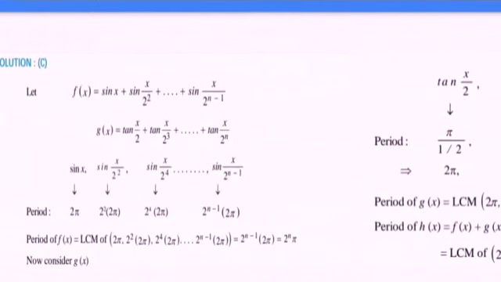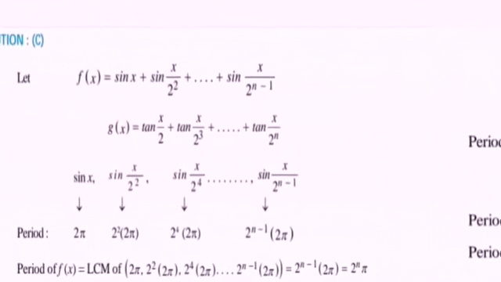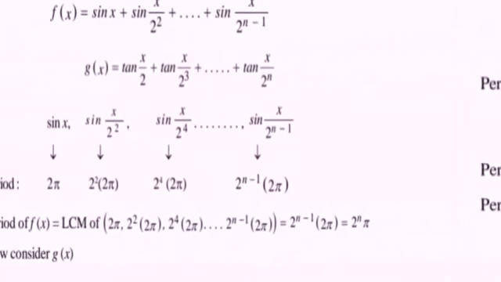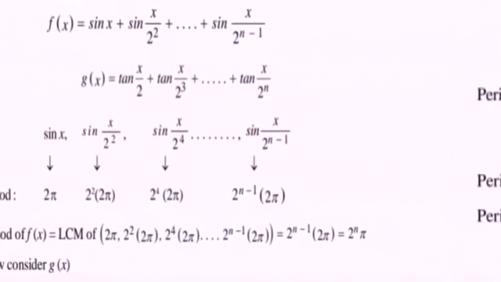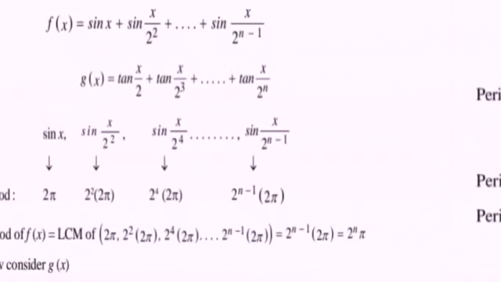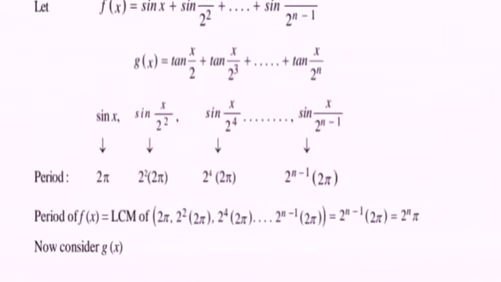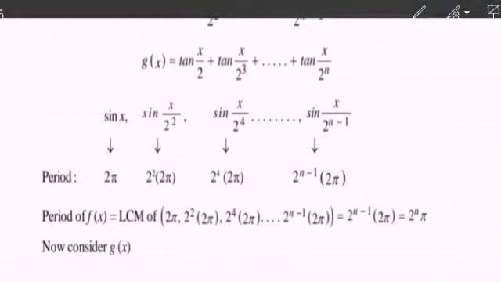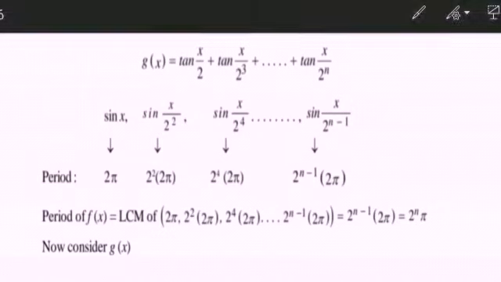So here, the period of the sine part is 2 pi, then 2 to the power 2 pi, and then 2 to the power 4 pi, and so on, up to 2 to the power n minus 1 times 2 pi. Finally, taking the LCM, you will find that it is 2 to the power n pi. Let me mark over here, that is 2 to the power n pi for the sine part.